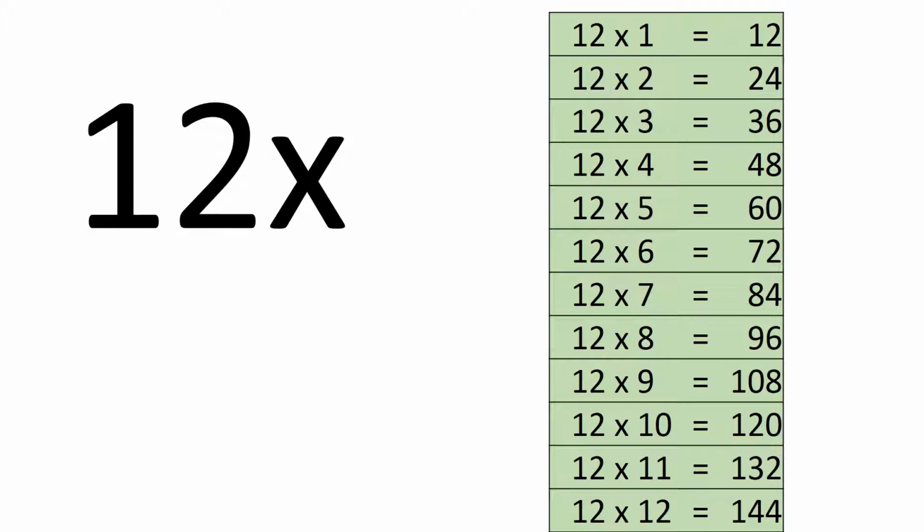12 times 7 is 84. 12 times 8 is 96. 12 times 9 is 108. 12 times 10 is 120. 12 times 11 is 132. And 12 times 12 is 144. Good job. See how many you can get right when you just go through it on your own.